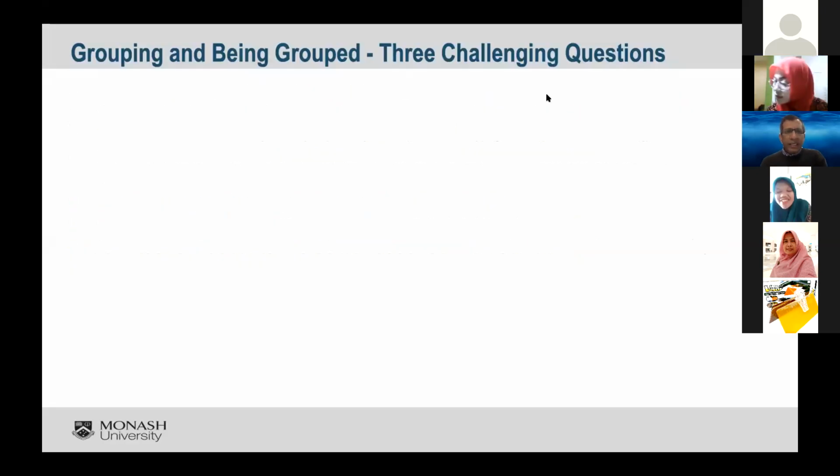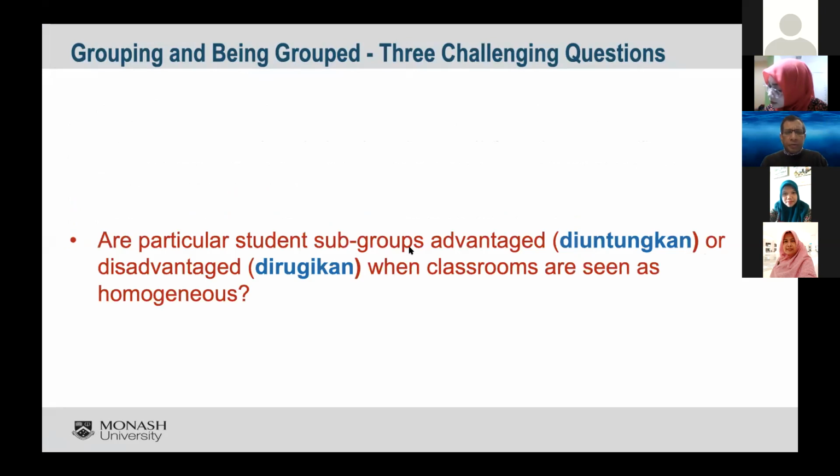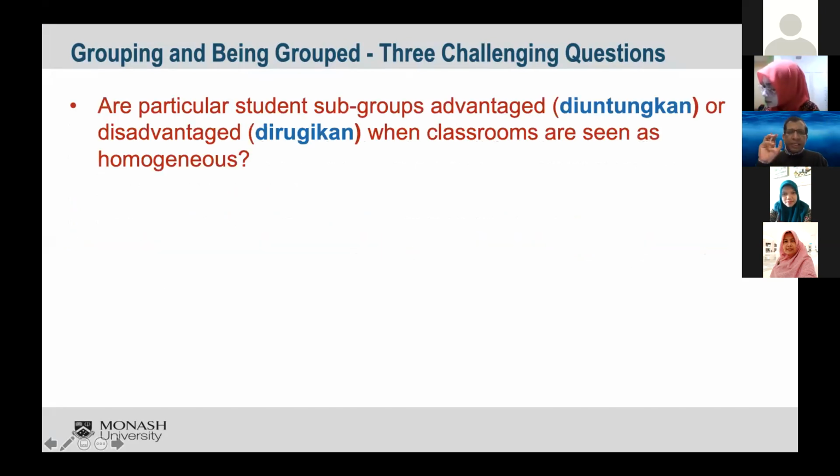So grouping and being grouped. So think about the way we do our activities in the EFL classroom based on our homogeneous idea of everyone being the same. If you group certain peoples in a particular way, if you group 5 students in a particular way, or 6 students, like 3 strong students with 3 weak students together, okay? Do you think some students benefit, some students are advantaged, but at the same time, some students might be disadvantaged? Is it possible? So this is one question. I'll give you examples of that.